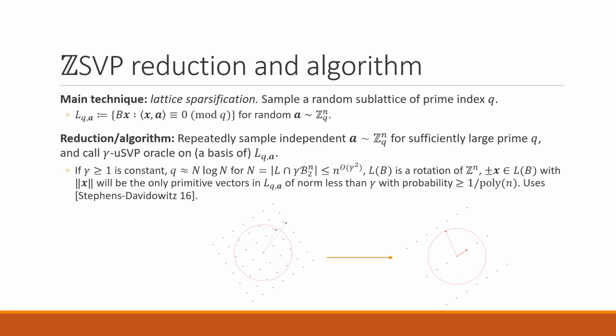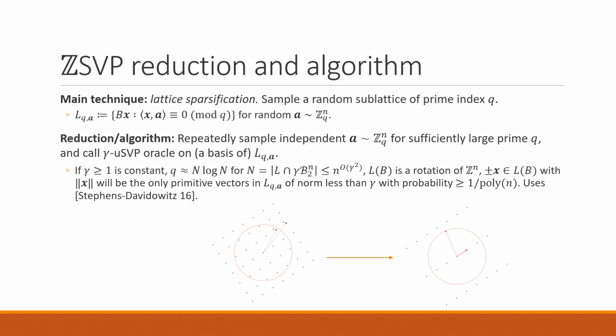Specifically, what's summarized here is that we have a success if, when sparsifying, we keep a shortest non-zero vector in the lattice, that is a unit vector, and we get rid of all other vectors of norm less than gamma.